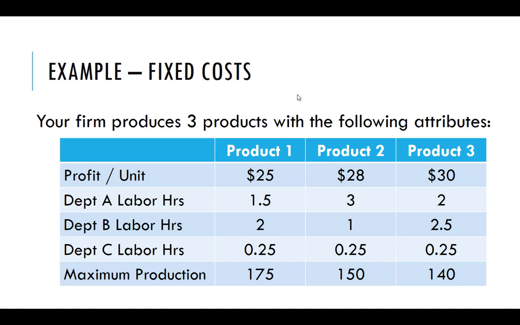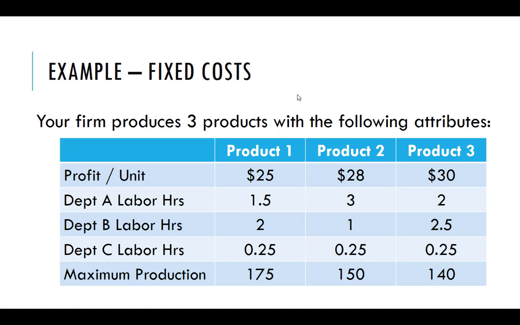So in this case, we know what the profit per unit is. For product 1 it's 25 bucks, product 2 $28, product 3 $30. And then each product must go through 3 different departments, A, B, and C. And we have so many hours available to us in each department. And here we see how long it takes in each department for each product. So product 2 takes 3 hours in department A, whereas it only takes 1 hour in department B. And in department C it takes 15 minutes, a quarter of an hour.